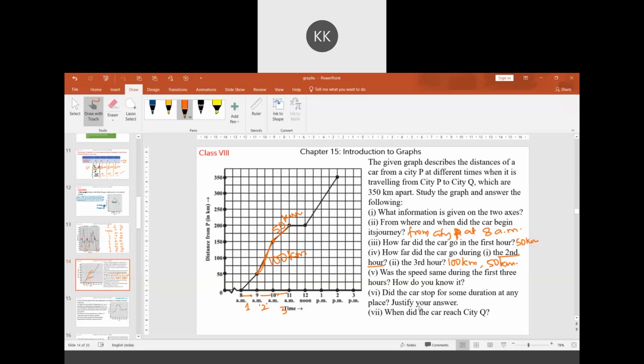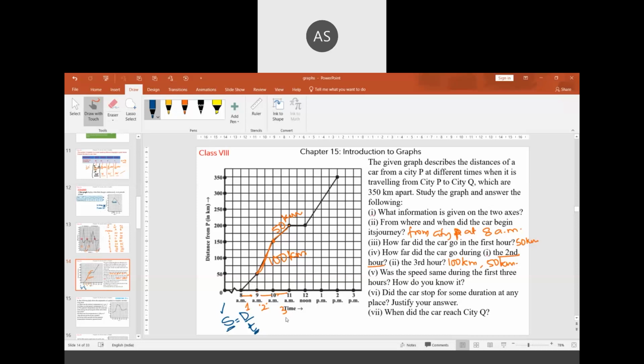Was the speed same during the first 3 hours? No, sir. The distance traveled should be equal, sir. Why? Because for the same speed during the first 3 hours, the distance should be the same. Only 1 hour is shown in the graph. If speed has to be same, when time is same, the distance also must be same, and the line should be straight, sir. If speed is same, then the line will be straight during 3 hours.